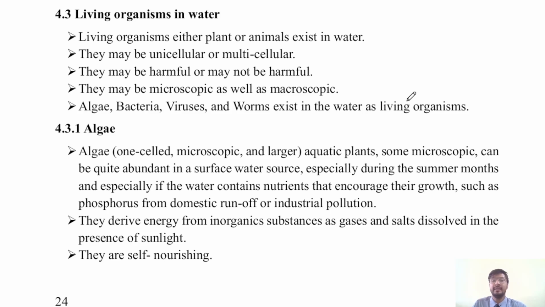And what is algae? Algae are aquatic plants that can range from microscopic single-celled organisms to larger forms. They grow in surface water, particularly when the water contains nutrients such as phosphorus, often from domestic runoff or industrial pollutions. They derive energy from inorganic substances like gases and salts and sunlight. It is self-nourishing, meaning algae are capable of producing their own food through photosynthesis.